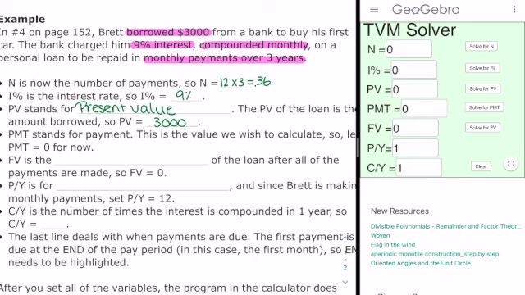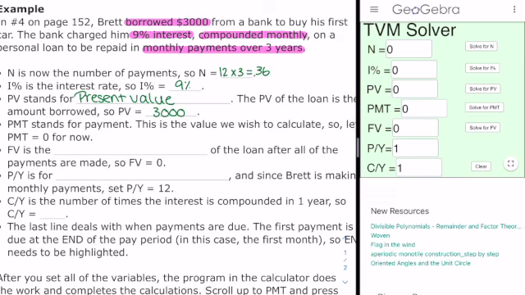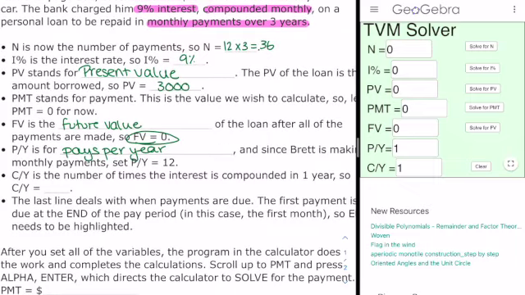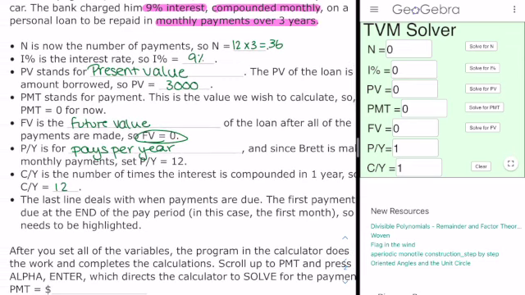And then you have PMT, that's what we're trying to find, so we're going to leave it blank for the moment. FV is the future value, so after all payments are made. In this case, if you're paying everything off, you're going to have a future value of 0. And then PY is basically the pays per year. It's monthly payments, there's 12 months, so he's paying 12 times in a year. And then CY is the number of times the interest is compounded. It's compounded monthly, so it is 12.